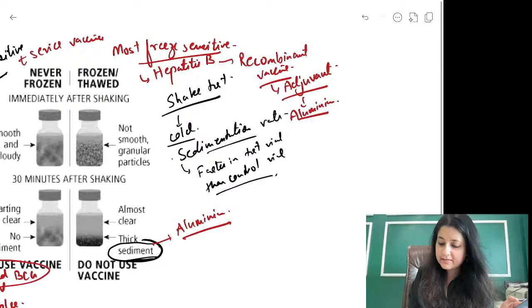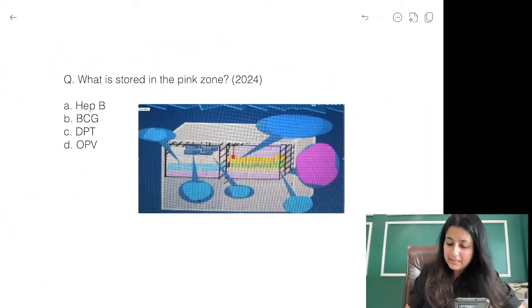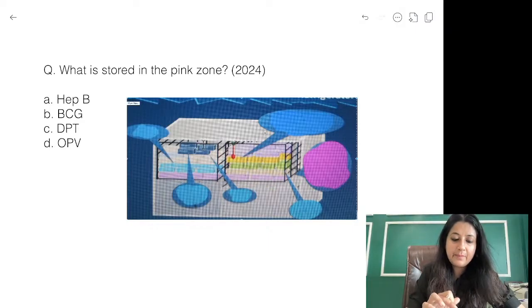ठीक है, चलो let's go to the next MCQ of the day. What is stored in the pink zone? Can you identify the pink zone यहाँ पे? What is stored in the pink zone?